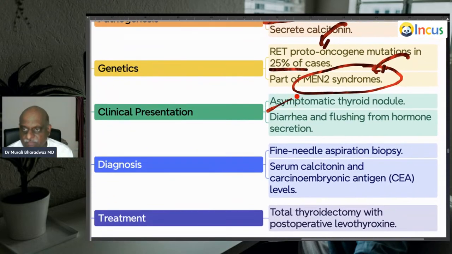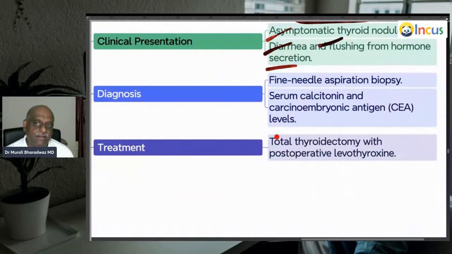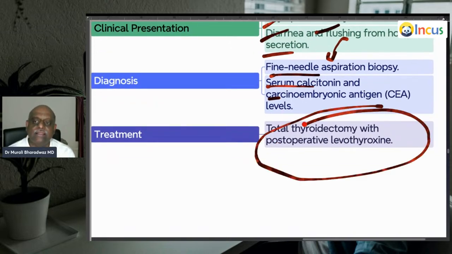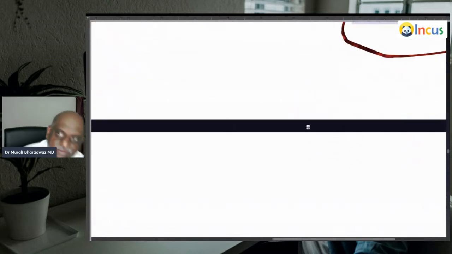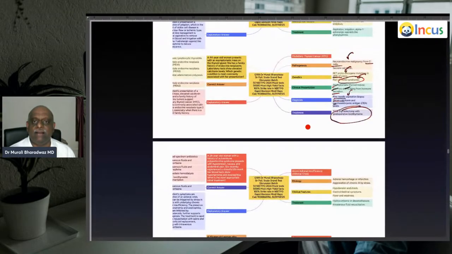It presents with a thyroid nodule, diarrhea, and flushing from hormone secretion. Do a fine needle aspiration biopsy. Serum calcitonin and carcinoembryonic antigen need to be sent. Total thyroidectomy with post-operative levothyroxine is considered to be the management.